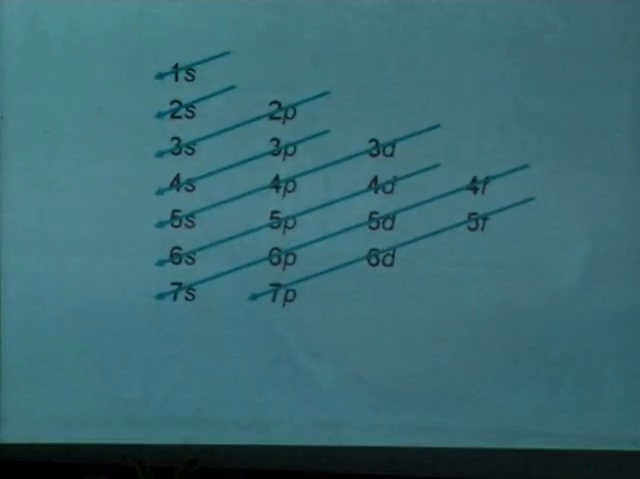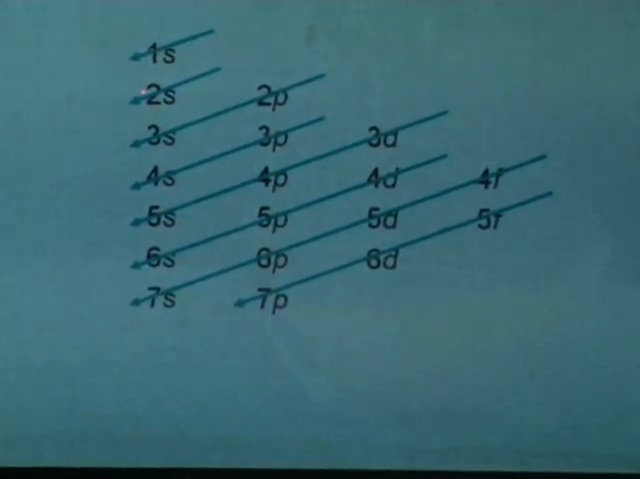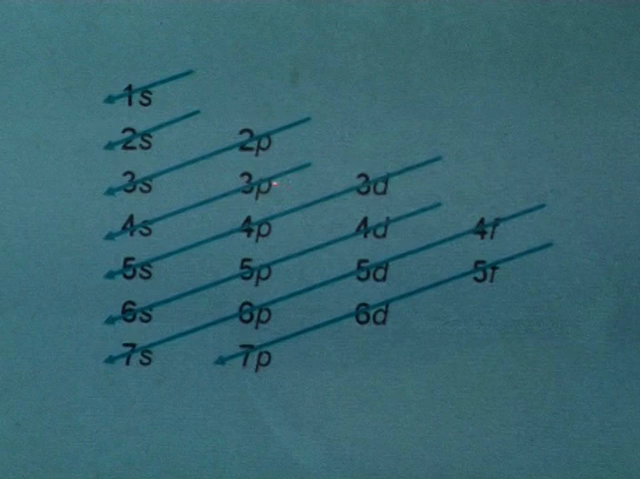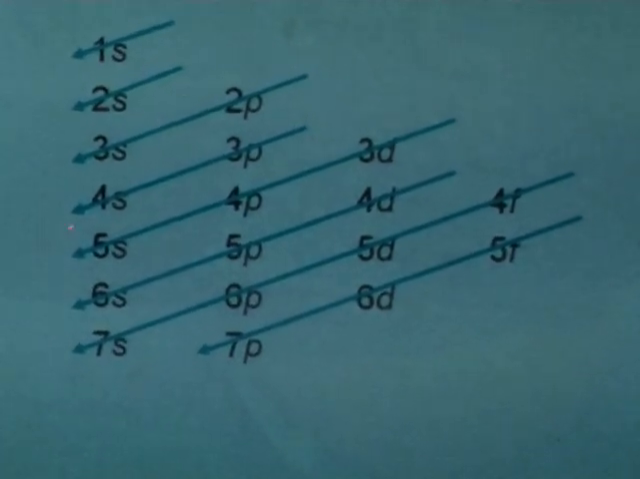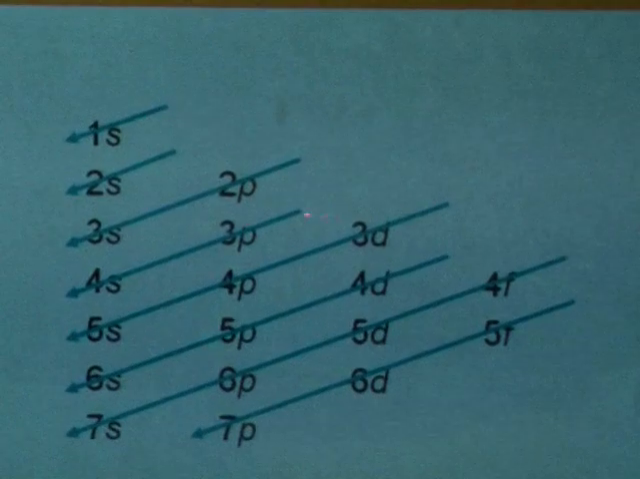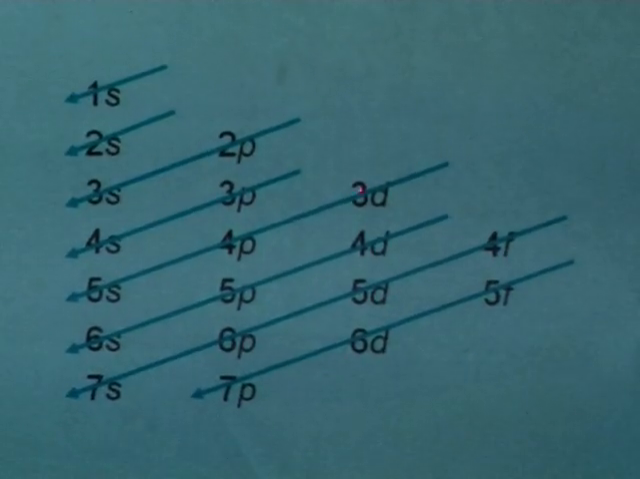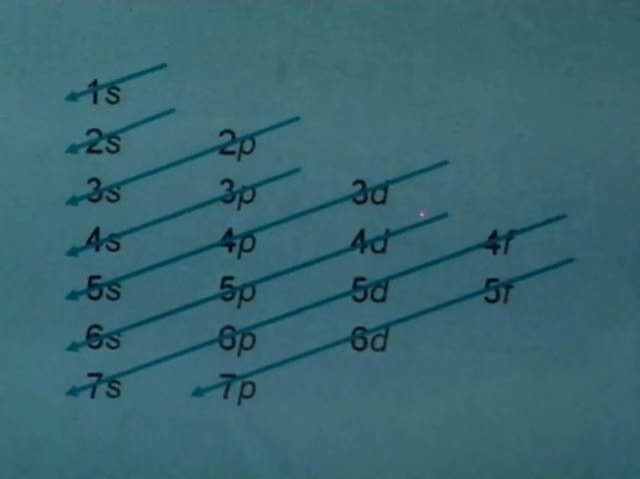So you can see that we don't fill 1s, 2s, 2p, and then 3s, 3p, and 3d. After you fill up 2p, you go to 3s, then 3p, then 4s. That's what the arrow means. You don't go to 3d and then start from 3d, 4p, 5s, and then go to 4d.